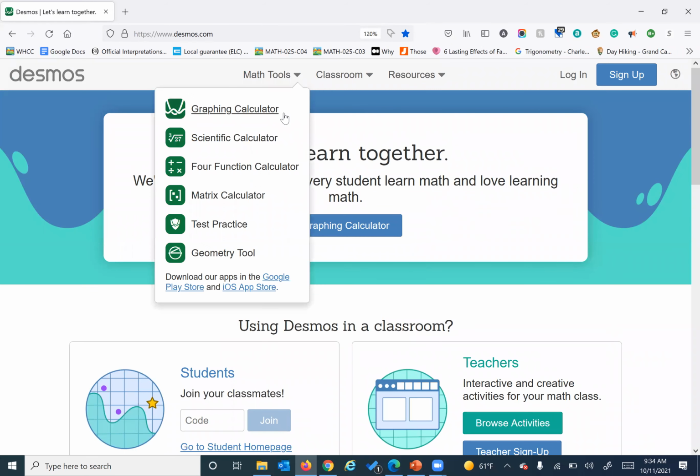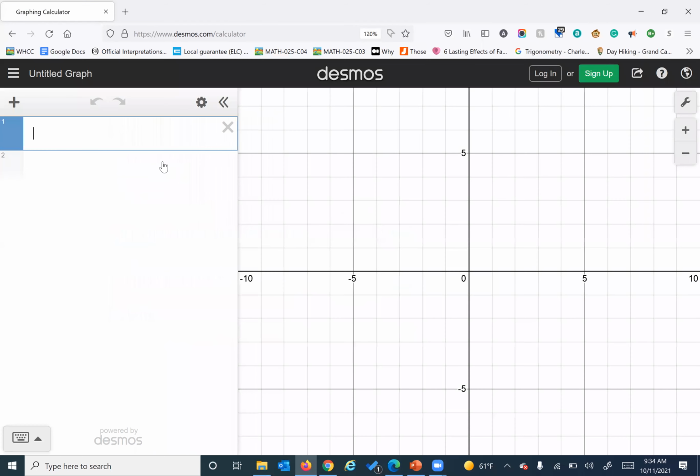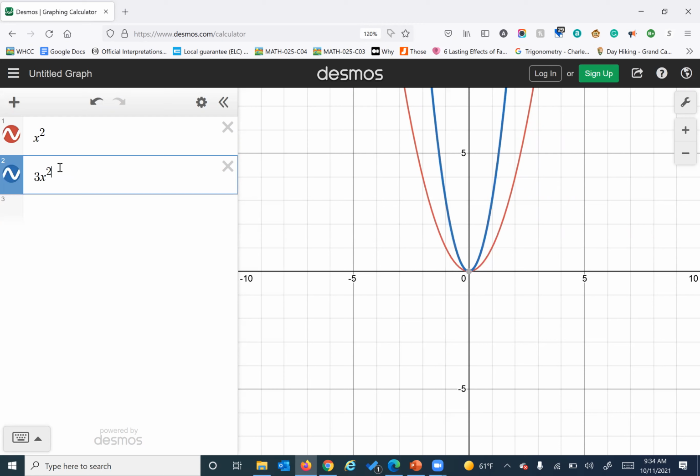So, graphing calculator on our hands. And here's what we got. And this is gonna look kind of weird at first here. Vertically is gonna be easy. Okay, so x squared. Everybody good there? And I'm gonna put in 3x squared.